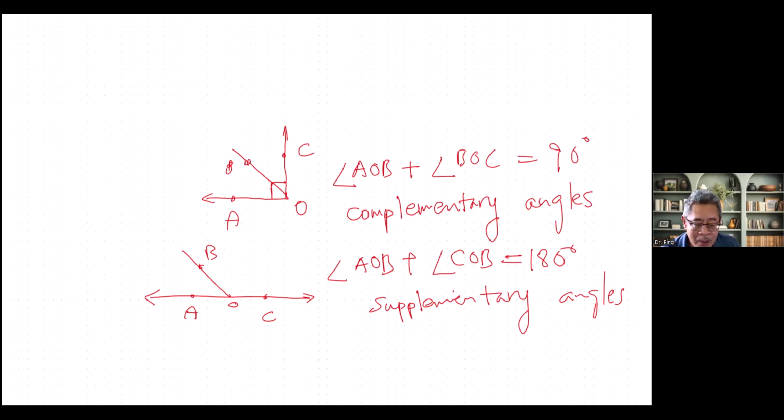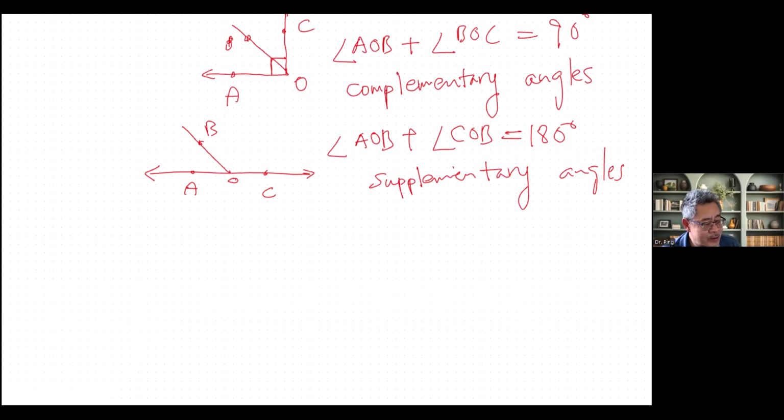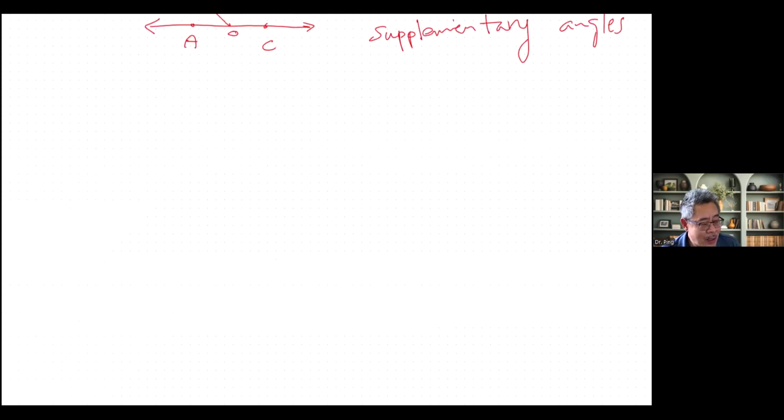Okay, now we're going to look at our first theorem. And of course, in geometry, there are a lot of theorems. And we're just looking at our first theorem. Okay, the first theorem we're looking at is called the vertical angle theorem.